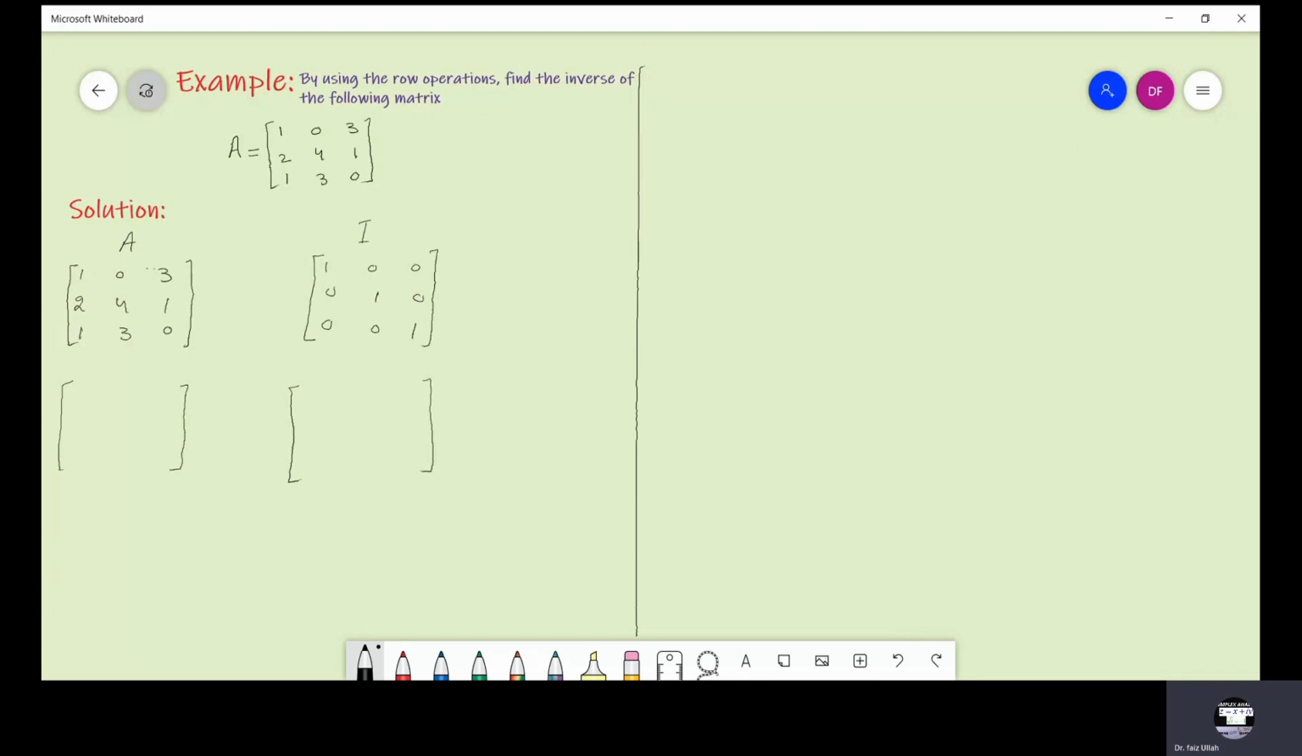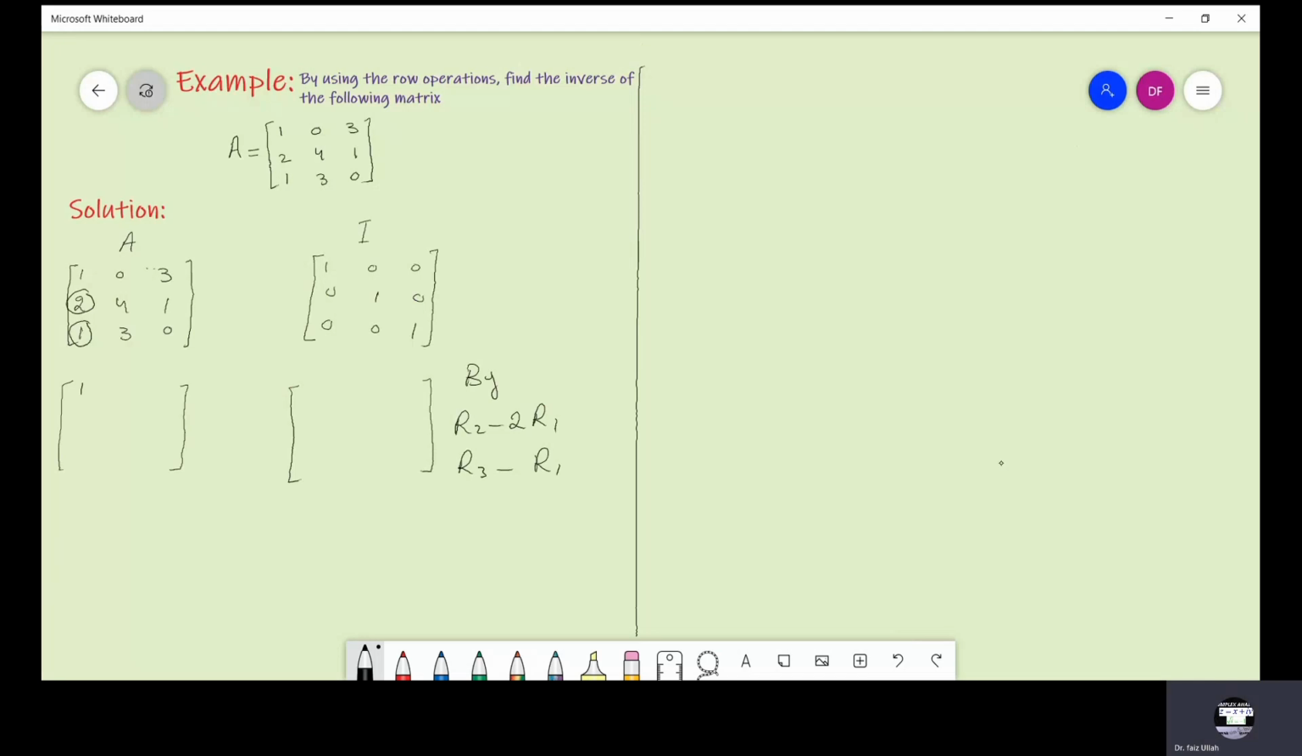In this example, we should learn how to obtain the inverse of matrix A by using the row operations. The procedure is that we should write matrix A on one side and the identity matrix on another side. Now we should reduce matrix A to the identity matrix. So for this purpose, we need that this 2 must be equal to 0 and this 1 must be equal to 0. So we perform the operation R2 minus 2R1 and R3 minus R1.